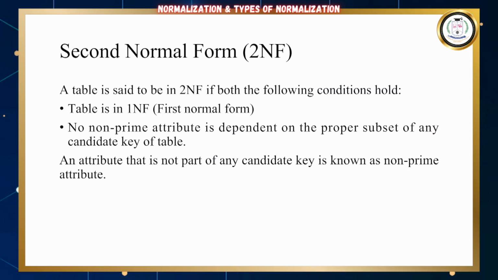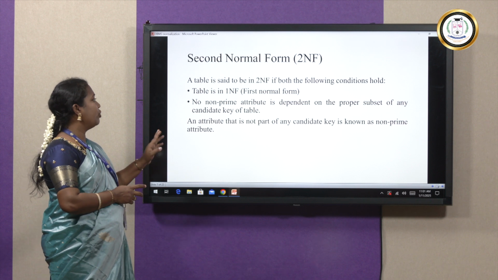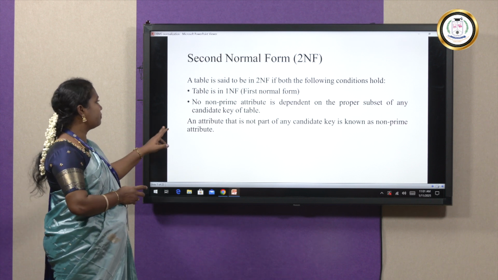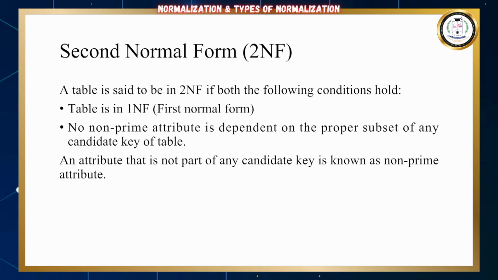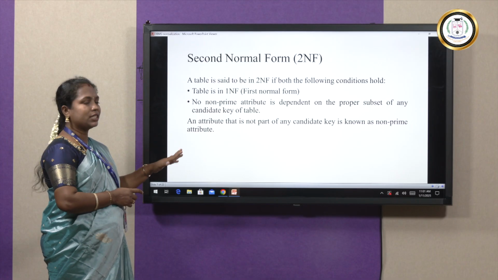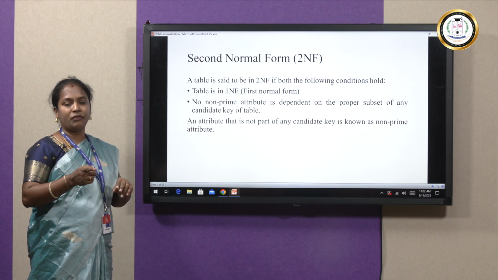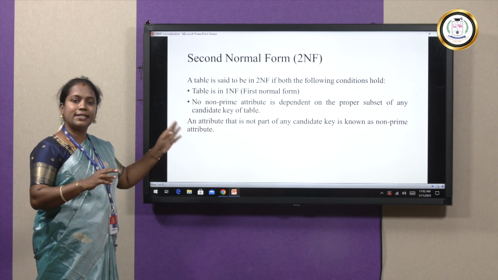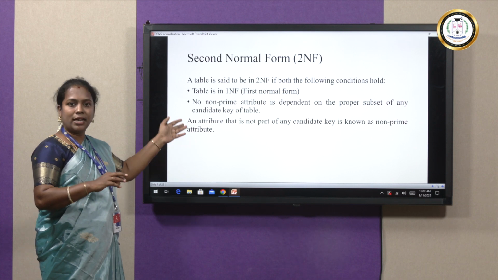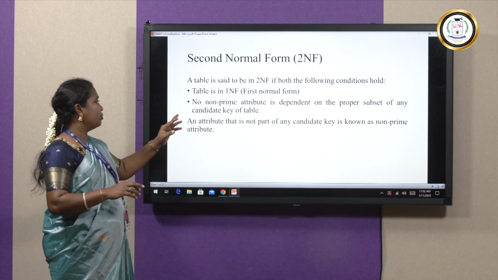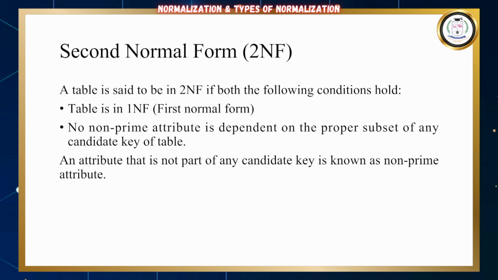And then next type, second normal form. A table is said to be in 2NF if both of the following conditions are satisfied: it is in first NF, and no non-prime attribute is dependent on a proper subset of a candidate key of the table. Here a non-prime attribute is nothing but an attribute that is not part of the primary key. Primary key is a unique identification of a record in the table.